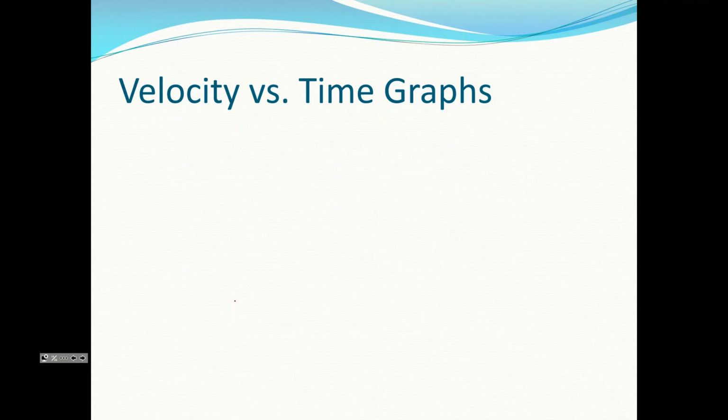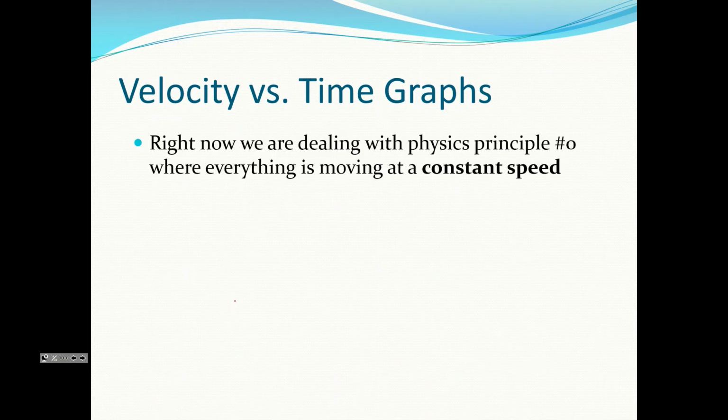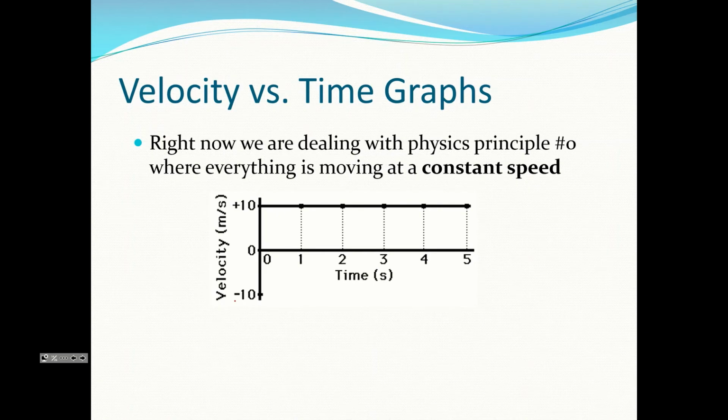So another type of graph that we need to know how to do are velocity time graphs. And right now we're dealing with physics principle 0, where everything is moving at a constant speed. So this is what our graphs are going to look like.